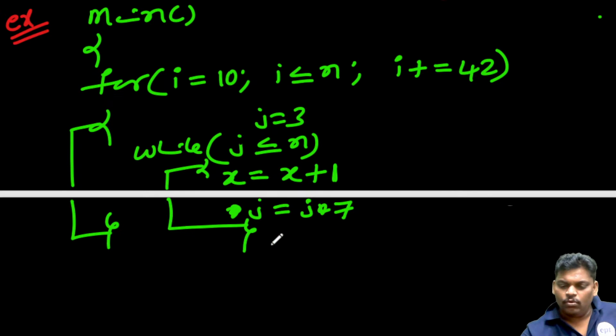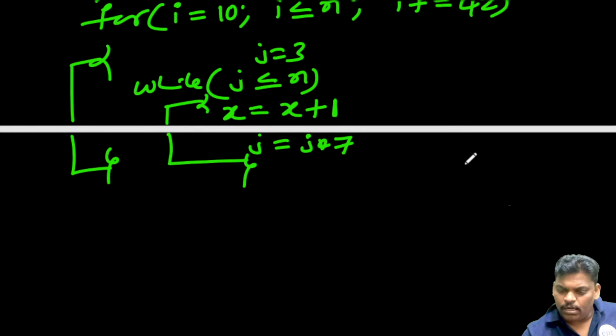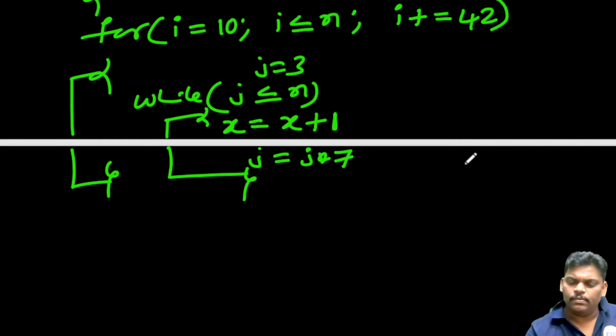Now I think the problem is clear, so you go ahead. What is the answer of this? For I equal to 10, I less than n, I plus equal to 42, j equal to 3, while j less than or equal to n, x equal to x plus 1, j equal to j into 7.